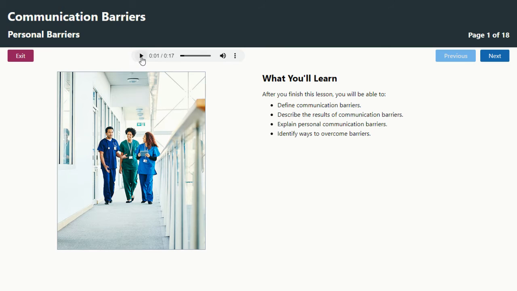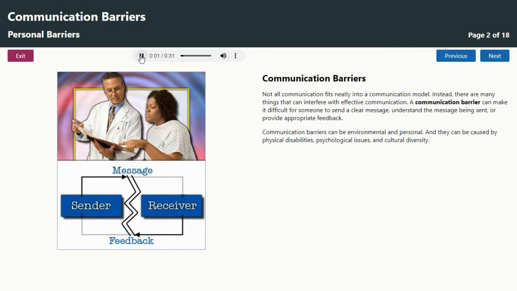What you'll learn. All right, so our objectives are to define communication barriers, describe the results of communication barriers, explain personal communication barriers, and identify ways to overcome barriers. Communication barrier. Not all communications fit neatly into a communication model. Instead, there are many things that can interfere with effective communication. A communication barrier can make it difficult for someone to send a clear message, understand the message being sent, or provide appropriate feedback.